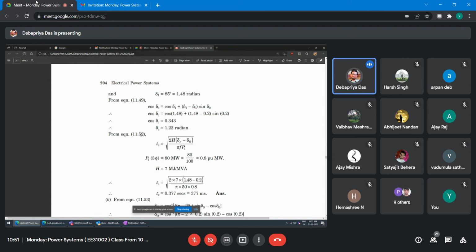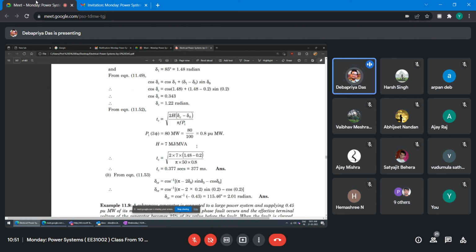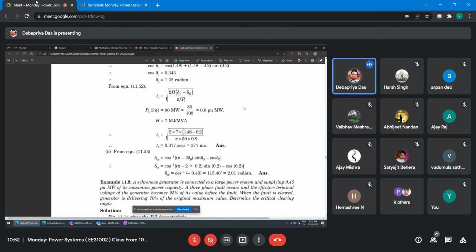And from equation 52, TC will be this much, right? P three phase is 80 megawatt, so 0.8 per unit, convert it to that. H is equal to 7 second. So you substitute, you will get TC is equal to 0.377 second or 377 millisecond, right? From equation 53, put all these values, you will get delta CR is equal to 2.01 radian, right?